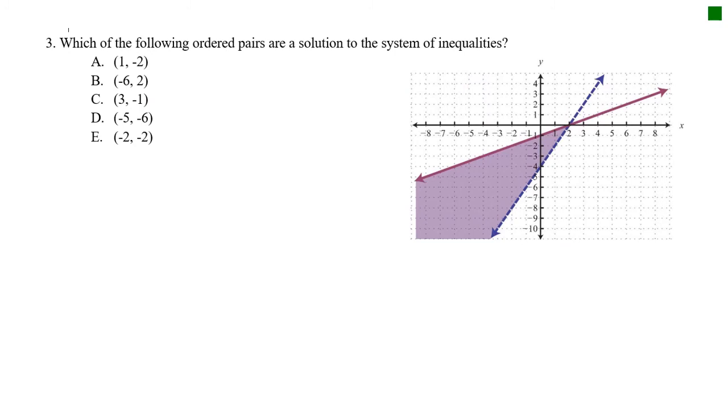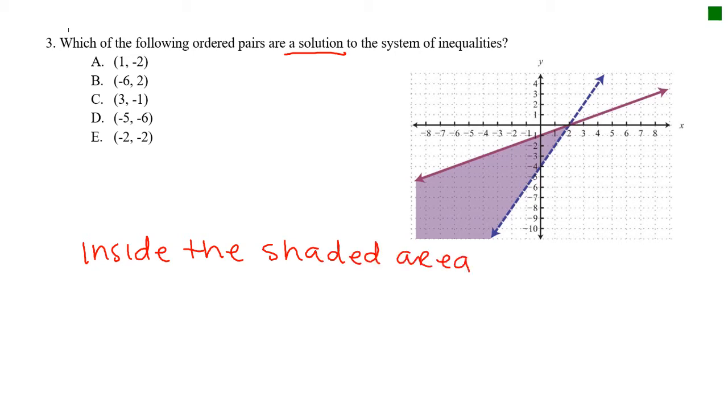All right, next. It says, which of the following ordered pairs are a solution to the system of inequalities? So a solution to the points is when they're inside the shaded area. So that's my first option, right? Or is on the solid line.